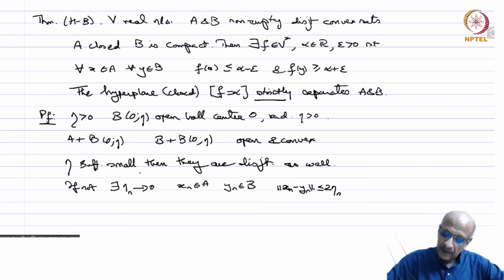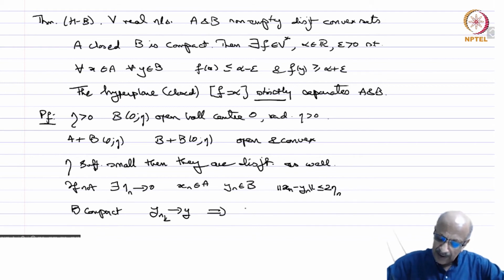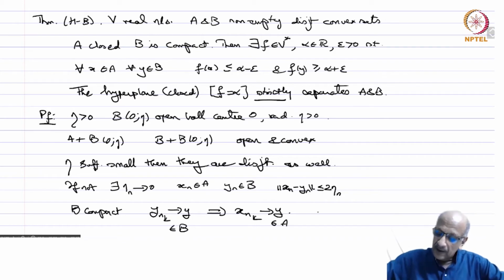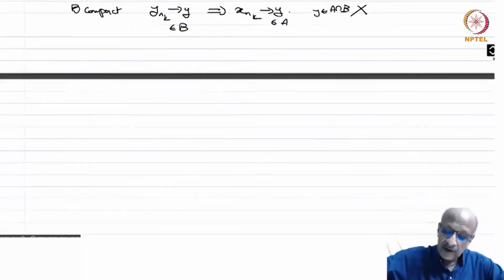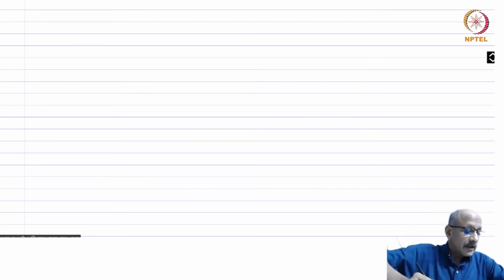So, since B is compact, there exists a convergent subsequence. So you have a subsequence y nk converging to y. But xn and yn must converge to the same limit because their difference is less than 2 eta n, which goes to 0. So this implies that xnk also converges to y. But this belongs to B and A is closed, and therefore this belongs to A. So y belongs to A intersection B, and that is a contradiction because A and B are disjoint. So if you take eta sufficiently small, you can ensure that they are disjoint.